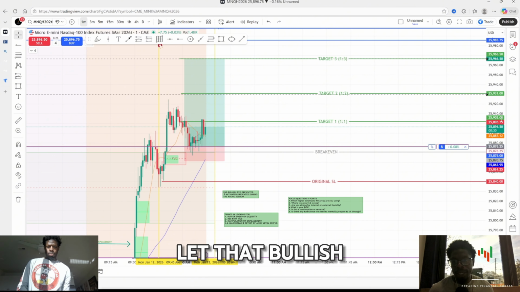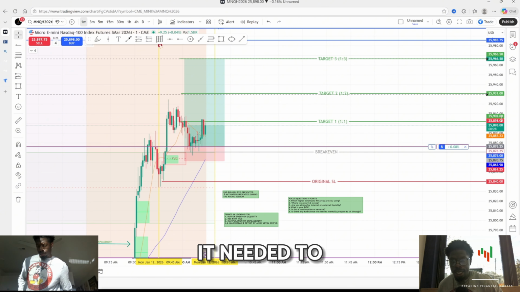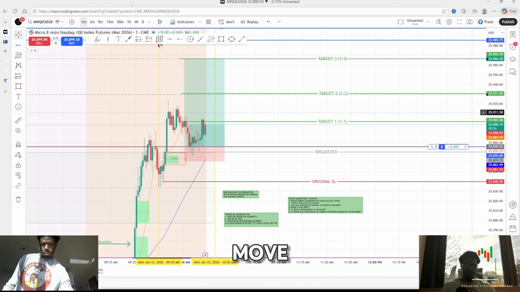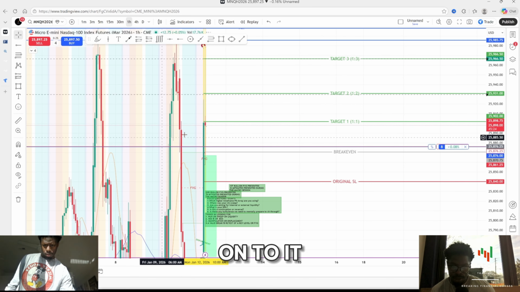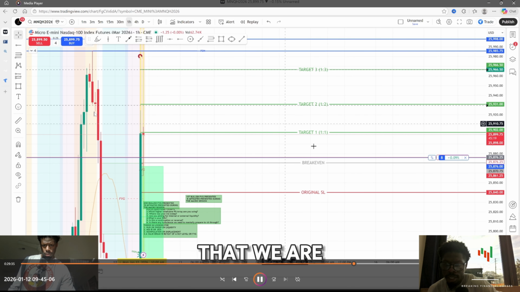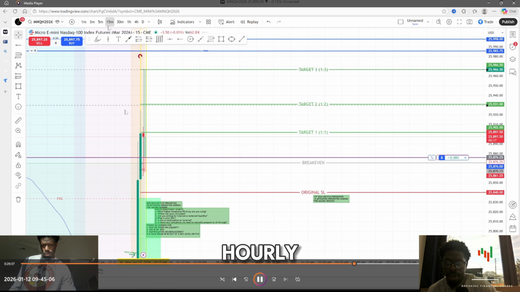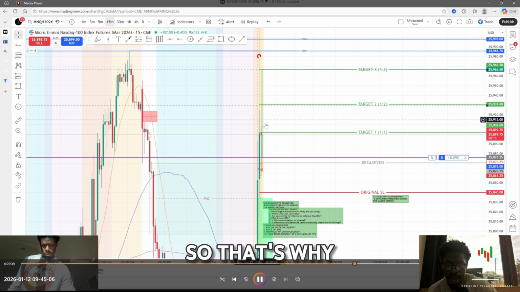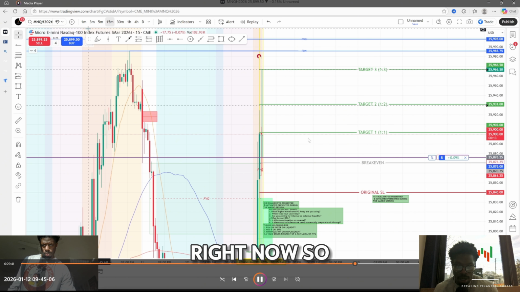Okay, so I let that bullish fair value gap play out or do what it needed to do. I let that little price action move. I'm like, all right, we're gonna hold on to it. We're gonna wait and we're gonna see. But I'm still keeping in mind that we are trading into this hourly bearish fair value gap. So that's why I'm monitoring price right now so closely.